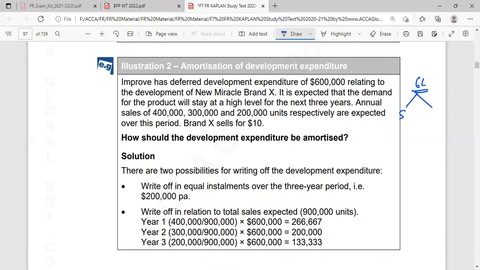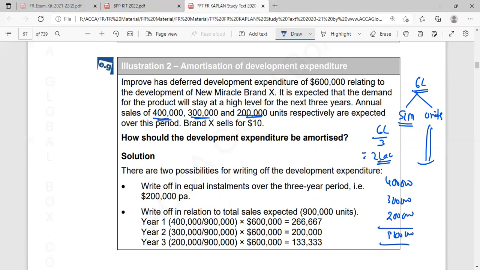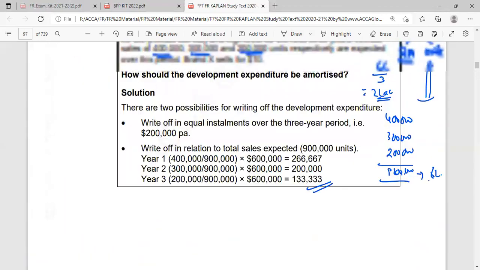How to amortize? We may follow either the straight line method or, in cases where the number of units is specified, the units of production method. In the straight line method, 6 lakh by 3, so 2 lakh is the amortization expense. In the units method, the 6 lakh is allotted in proportion to the number of units produced: 4 lakh, 3 lakh and 2 lakh, totaling 9 lakh. So 6 lakh into 4 lakh by 9 lakh, 6 lakh into 3 lakh by 9 lakh, and 6 lakh into 2 lakh by 9 lakh. This is the process of amortization, written off in proportion to the number of units or the total revenue generated. Okay, so this is about intangibles.